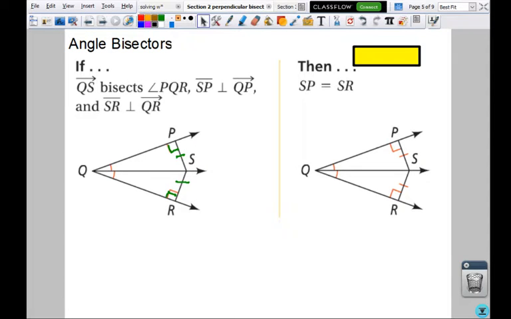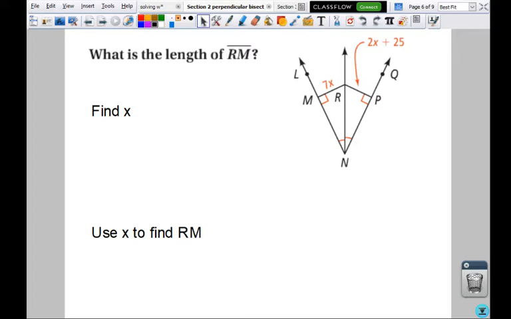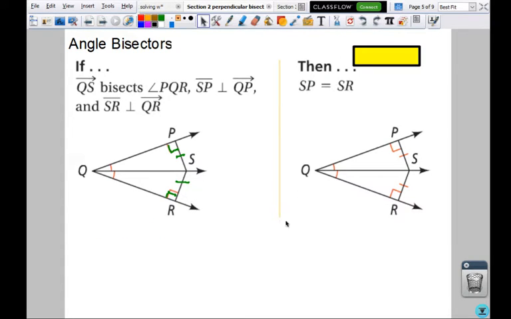So it's very similar to what we just did, but this time, instead of a perpendicular bisector, we have an angle bisector and then some perpendicular lines. It works the same way. So these two pieces will equal each other. Then SP will be congruent to, or excuse me, will equal SR.